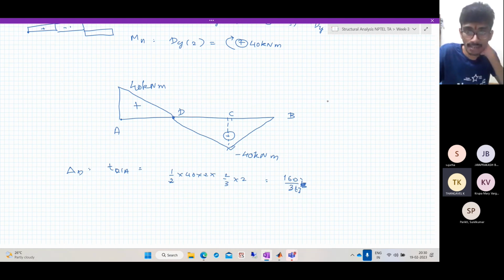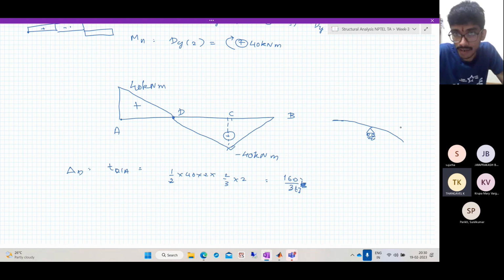Now let us see the span DB. Okay, so the deflected shape of the span DB looks something like this. We have this, and this is going down. Here we know the displacement is 160 by 3 EI.